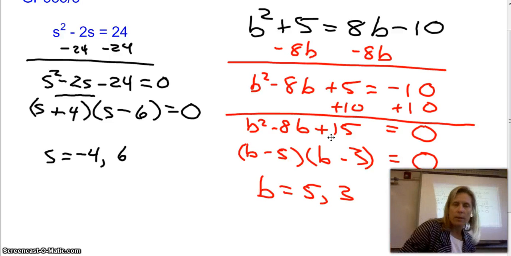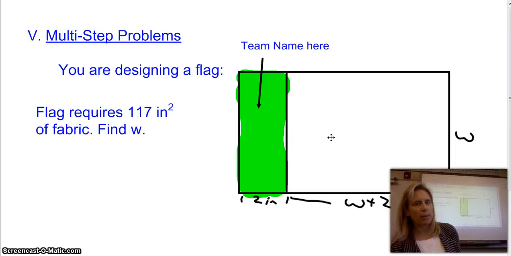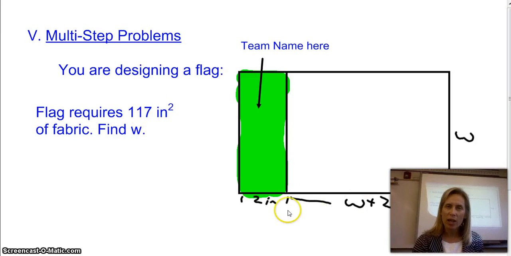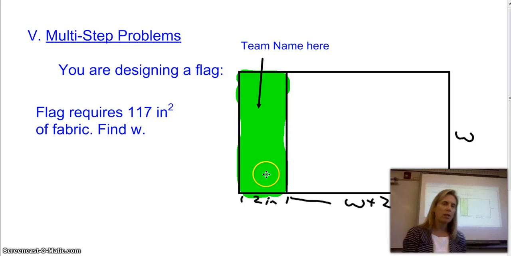Excellent. Okay. A multi-step problem. You'll probably need to pause the video and take this down, make sure you draw the picture. So we're looking at designing a flag with a team name in this area here. The entire flag requires 117 inches squared of fabric. So we're asked to find the value of W, okay? So the entire flag has this area. So do you remember how to find the area of this shape? Rectangle? So we start there.